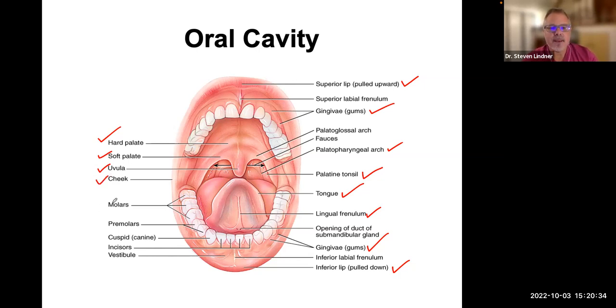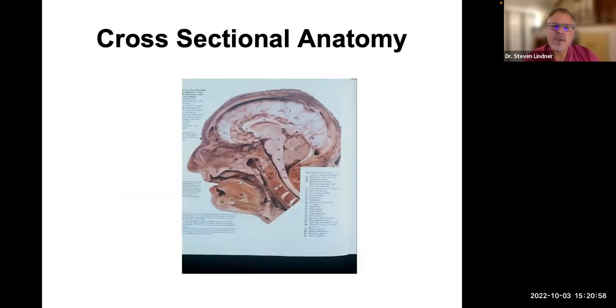Here's the cheek. Back here we have molars, and we have our premolars. We have the canine, known as the cuspid. Then we have incisors, central incisors and then lateral incisors as well. Here's the cross section just showing the oral cavity, and I wanted you to see how large this muscle is. This is all tongue. Back here is the uvula, and then here is the epiglottis.